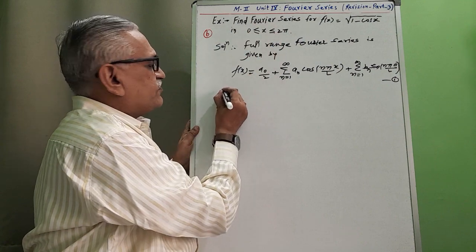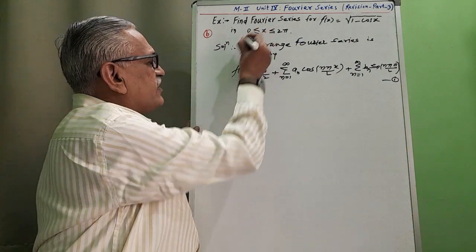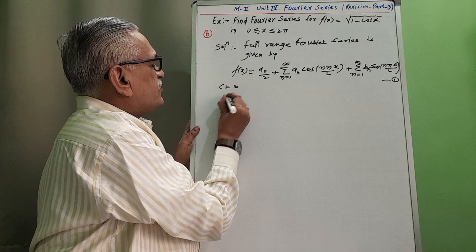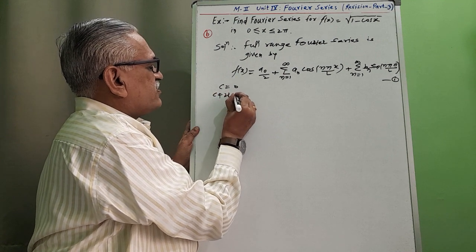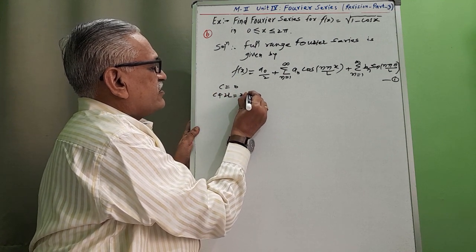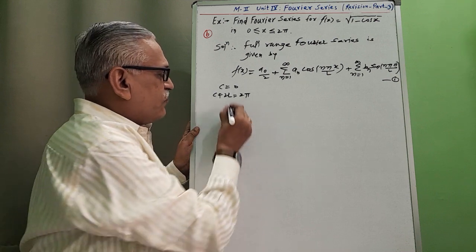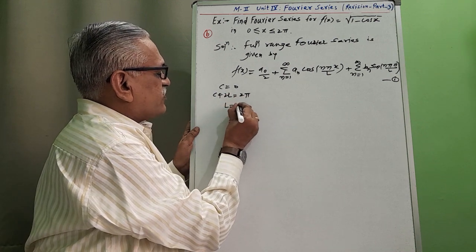Here the limits are from c to c plus 2l. Here the value of c is 0, and c plus 2l is 2 pi. Substituting the value of c as 0, we get 2l equal to 2 pi, which means l equals pi.